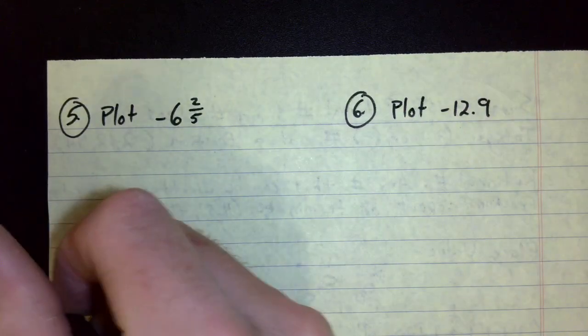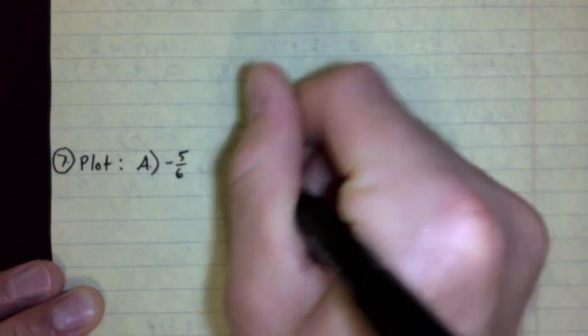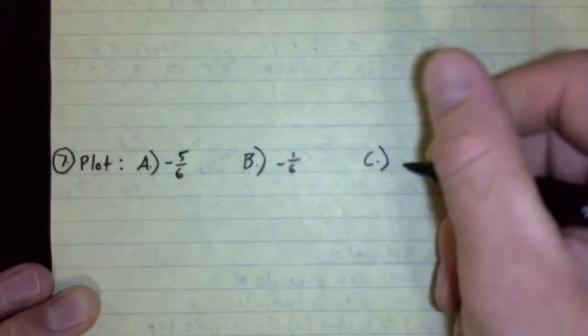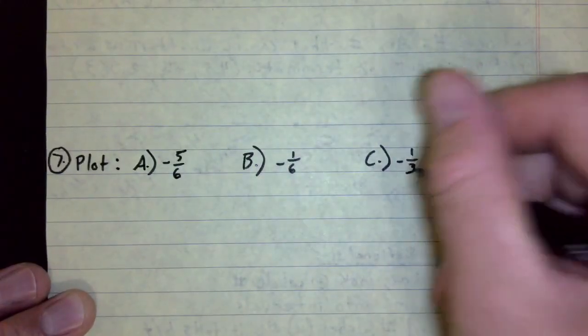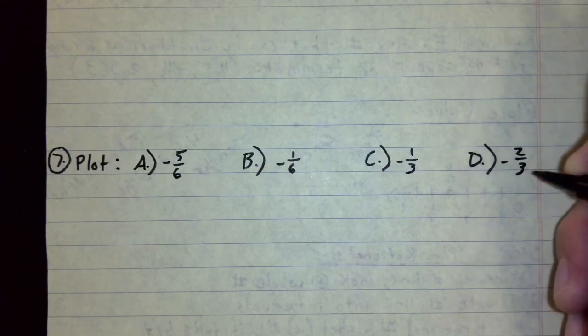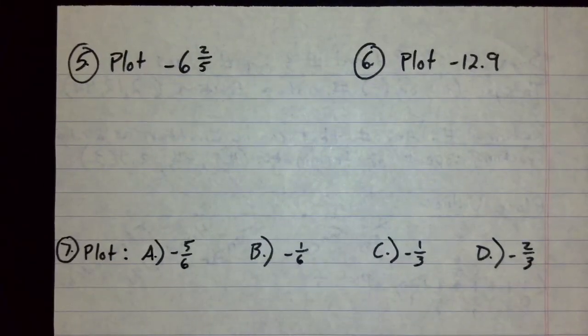And skip a couple lines for number 7. You're going to plot all on the same number line the following rational numbers. A is -5/6. B is -1/6. C is -1/3. And D is -2/3. Go ahead and plot 5, 6, and 7 on your own.